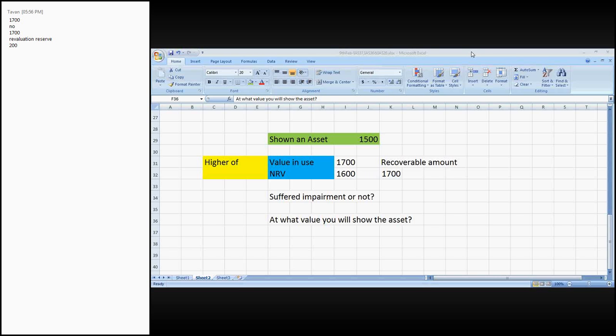And if you are using the cost model, then you continue to show it at 1500. Yeah, and then do nothing.